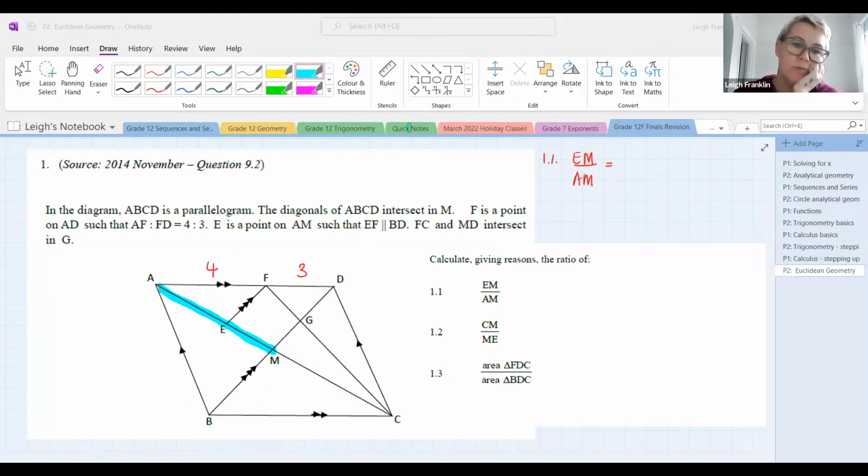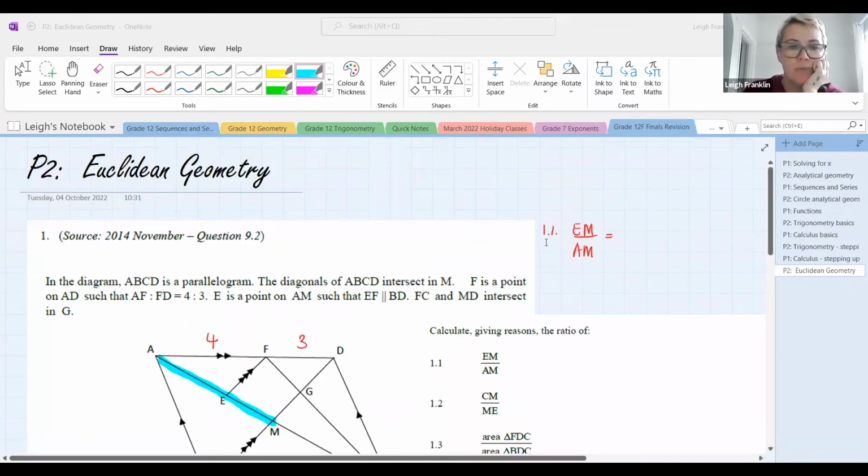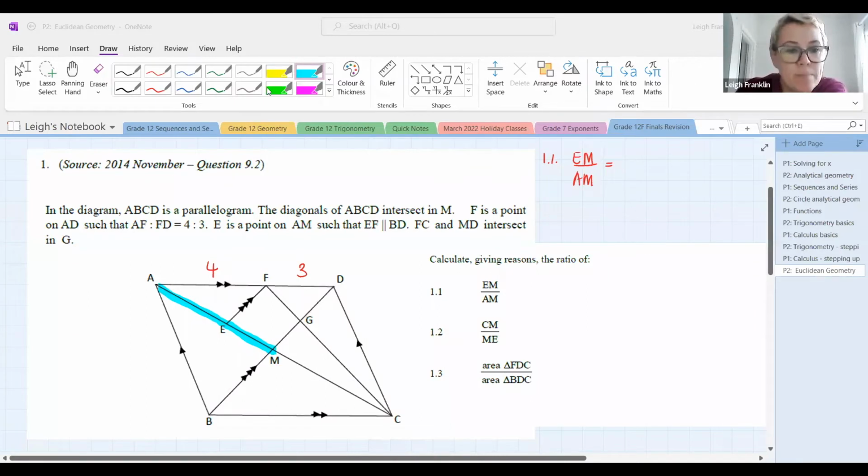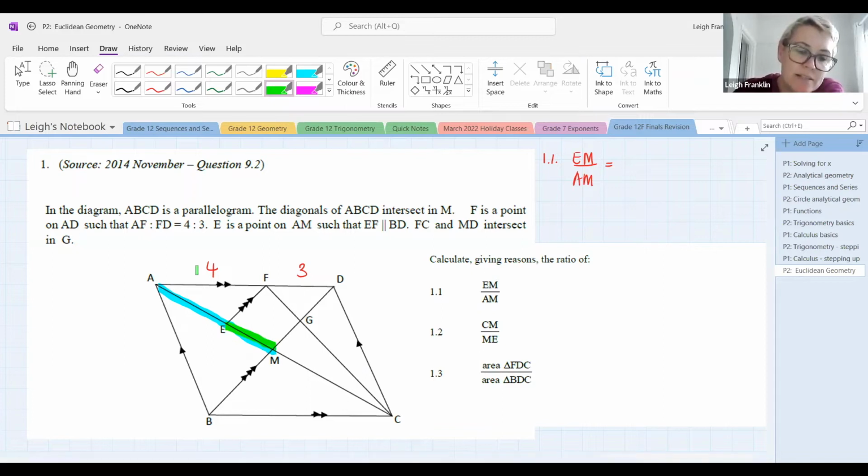Intercept theorem says, is it AF over FD? You've got the correct sides, well, one of the correct sides, but you're not in the right order. Triangle AMD, yes, perfect. But look at what they gave you guys: EM over AM. So that's the little side over the long side.